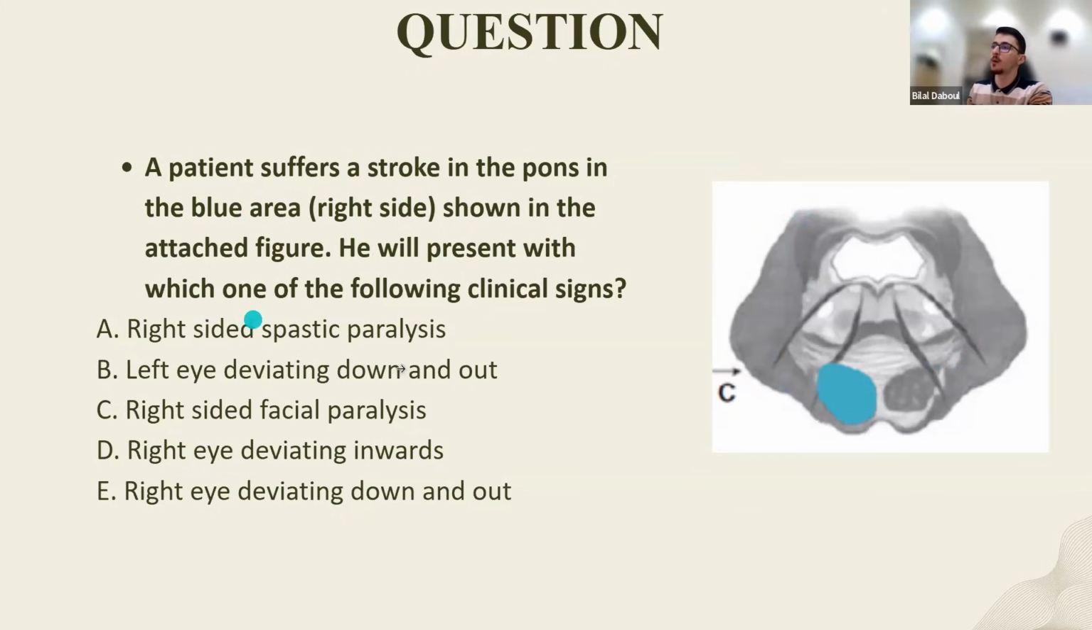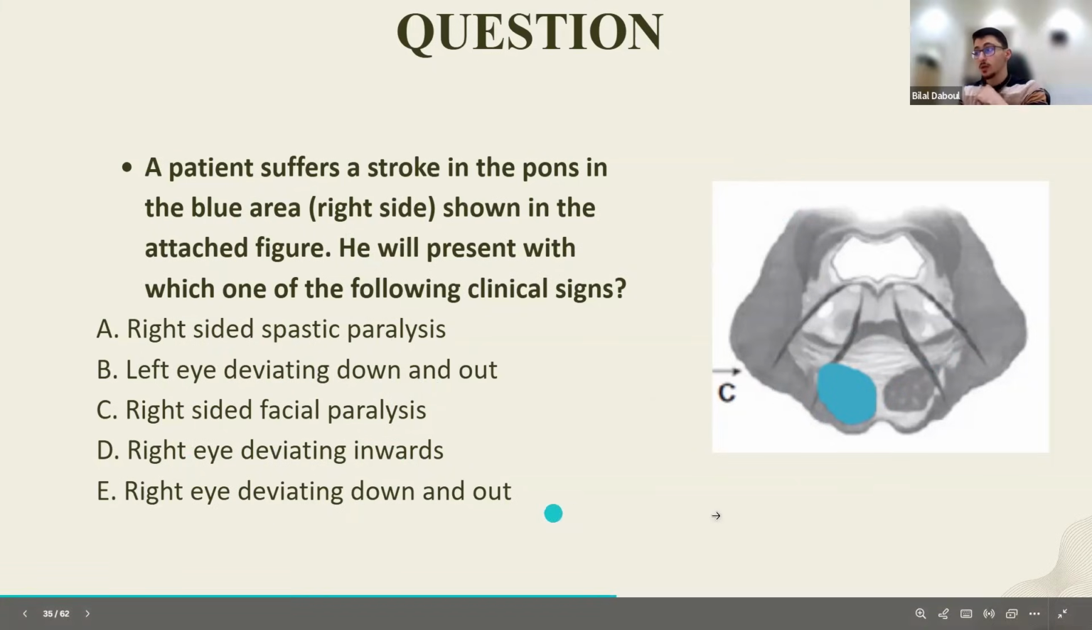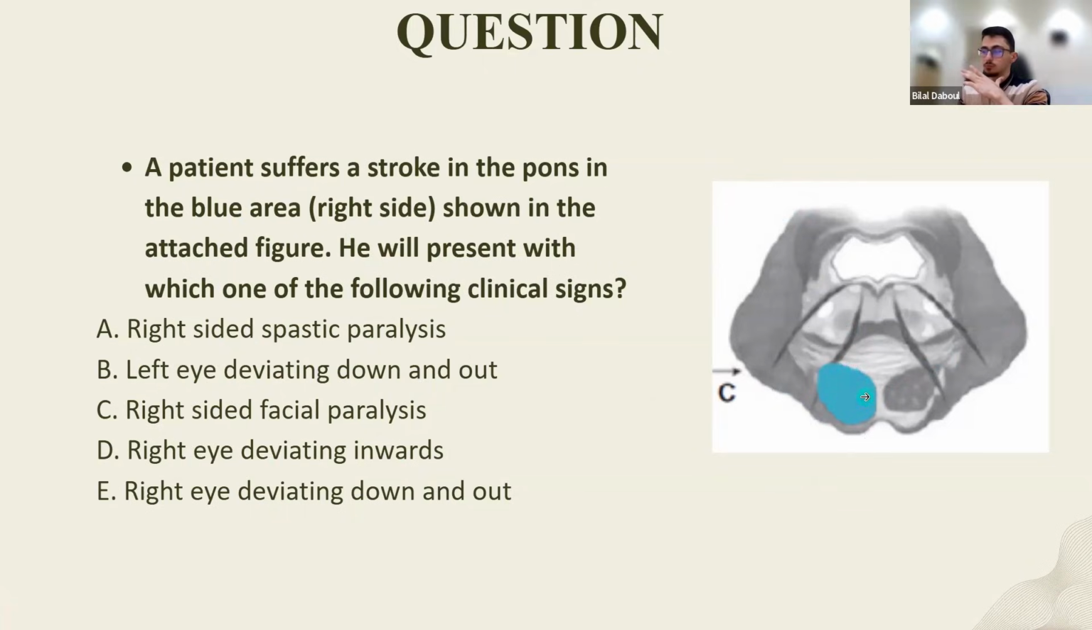He will present with which of the following clinical signs? So take a moment. Would it be right-sided spastic paralysis, left eye deviating down and out, right-sided facial paralysis, right eye deviating inwards, or right eye deviating down and out? Okay. So here, when it comes to the fibers that are contained within the basal pons, primarily you have the corticospinal, the corticonuclear fibers, which are descending motor tracts. Okay. So I would expect contralateral spastic paralysis. So this is the right side. So I would expect left-sided spastic hemiparesis or left-sided spastic paralysis.